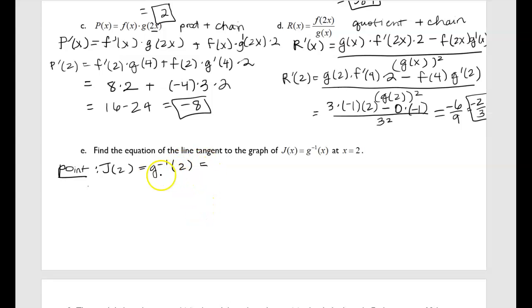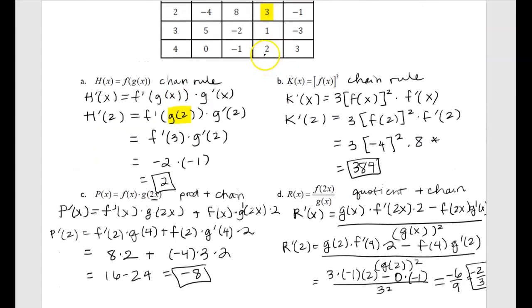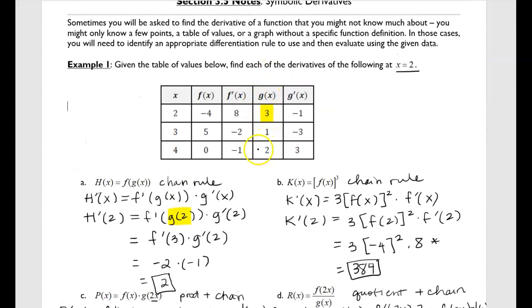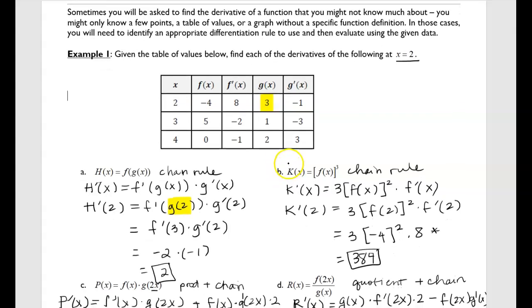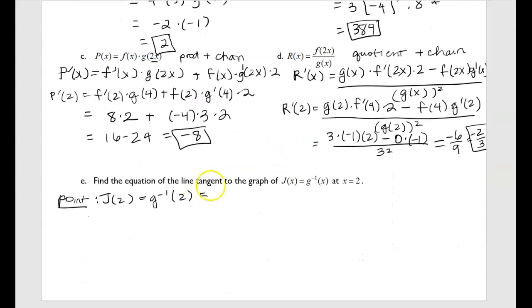Now when I'm finding g inverse of 2, that really means I want to find the x value when the y value is 2 on g of x. So if you look at that table up above, I'm looking for g inverse of 2. When is g equal to 2? That is at 4. So this is 4. That gives me the point 2 comma 4.